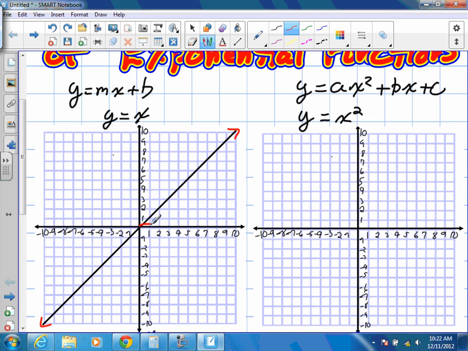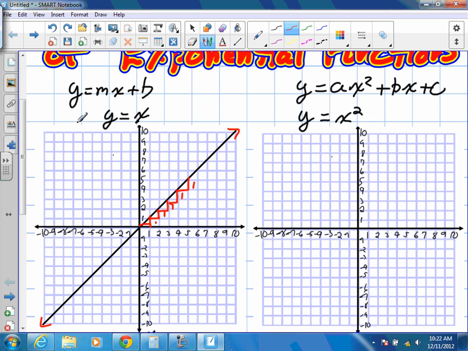So if we go over 1, we go up 1. That process stays the exact same. Rise over run. Yes, that's right. Your slope, rise over run. It's the exact same thing. So in other words, it's a constant rate of change because it's linear.